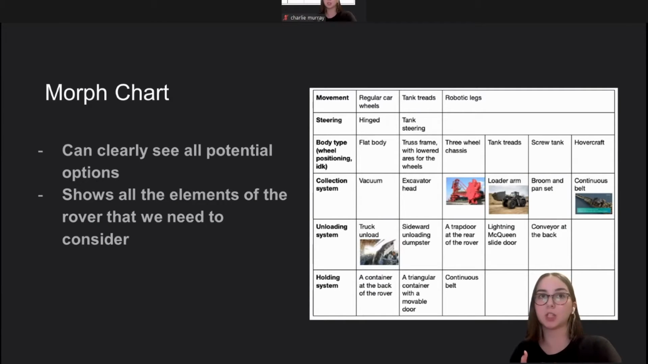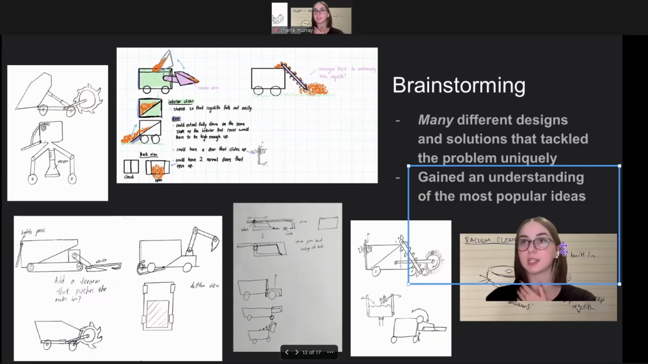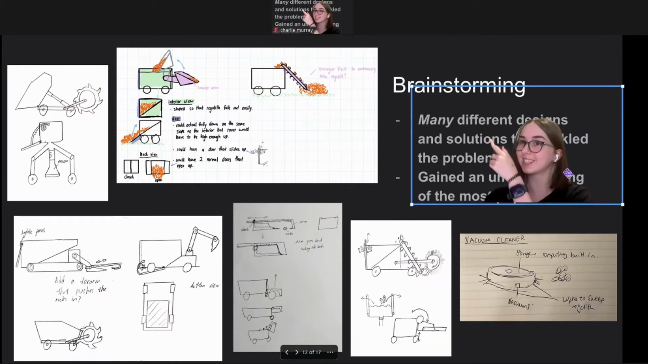So the first concept generation tool that we used was the morph chart. With the morph chart, we were able to show all the elements of the rover that we need to consider by sorting them into different rows. And in those rows, we were able to lay out all the potential options for each element of the rover. So the morph chart was essential for the next stage of our project design, which is brainstorming.